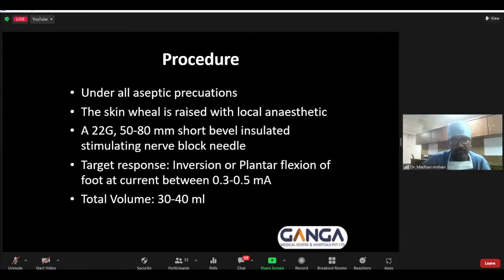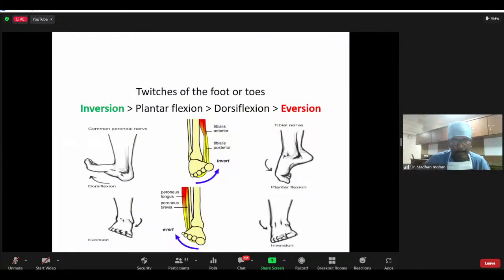Coming on to the procedure of PNS guided, under all aseptic precautions, the skin wheal is raised with local anesthetic. A 22 gauge 50 to 80 millimeter short bevel insulated stimulating nerve block needle is used. At the needle entry point, it is gone perpendicular to the skin, and the target response to look for is the foot response, either inversion or plantar flexion of the foot, at a current between 0.3 to 0.5 milliampere. Total volume, as I told, is 30 to 40 ml.